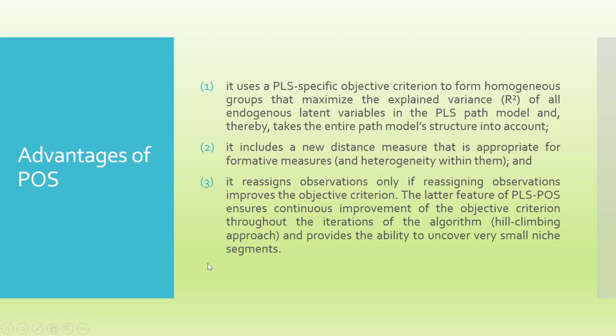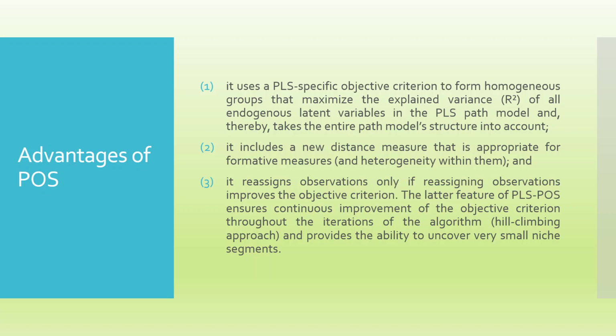The advantages of prediction-oriented segmentation: the first is, it uses a specific objective criterion to form the homogeneous groups that maximizes the explained variance, R square, of all the endogenous latent variables in the PLS path model, and thereby takes the entire path model structure into consideration. The basic objective is to maximize R square of the segments.